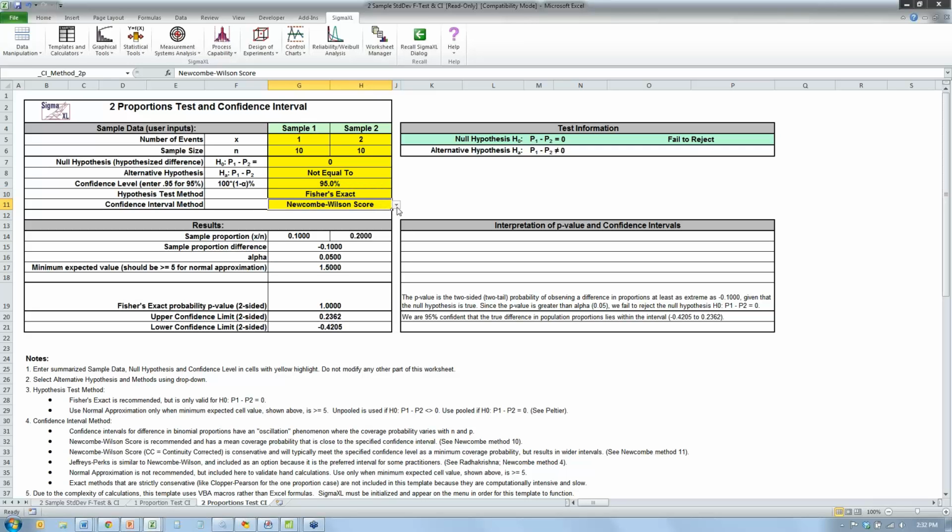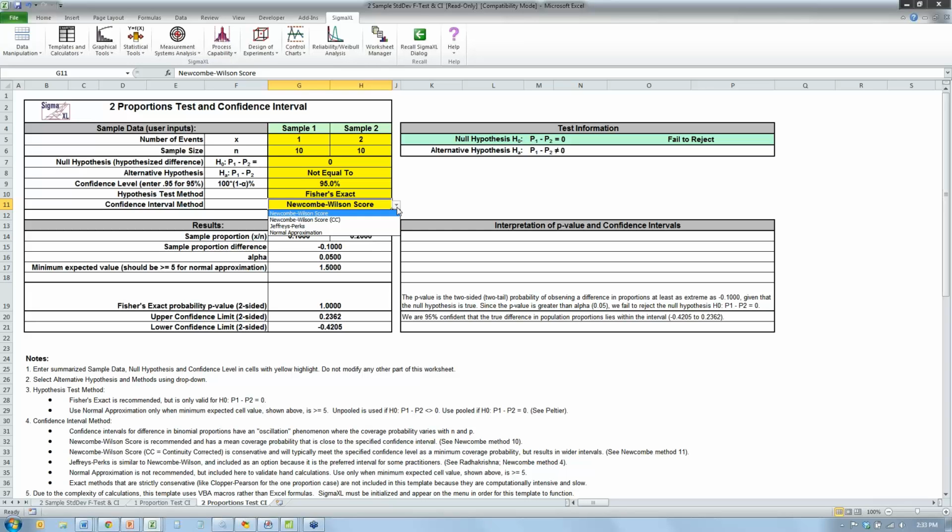Now, confidence intervals. There are exact confidence intervals available for a two proportions test. They are, unfortunately, computationally very intensive, and depending on the sample sizes, you would be sitting there waiting for 30 seconds to a minute for the computer to calculate the confidence interval. And that's really not acceptable in the context of a template. So we do not include exact methods, the ultra-conservative methods.